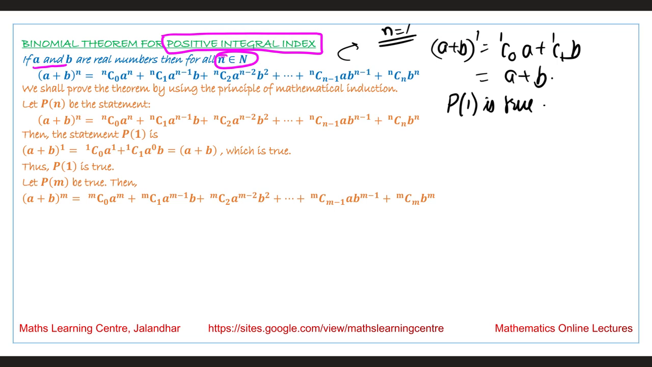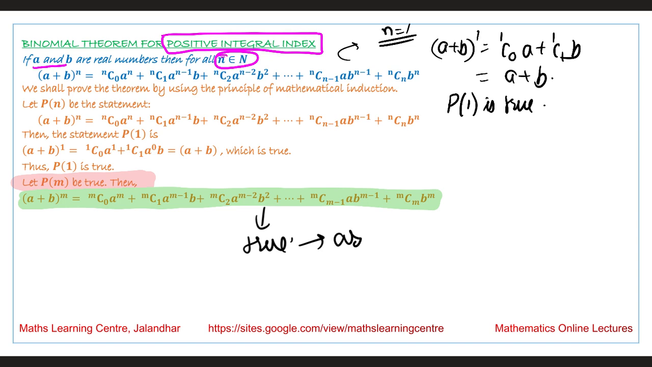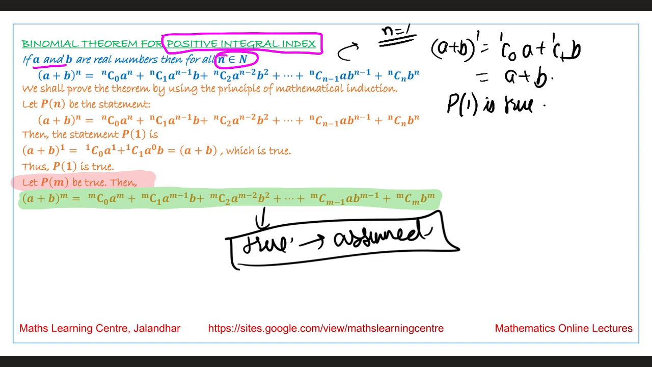Next, suppose we assume that it is true for m, that is we are saying that P(m) be true. Then we have this expression, we are saying this is true. This thing we have assumed. We are using the principle of mathematical induction. We have assumed that it is true for P(m). So we have to prove that P(m+1) is also true. So what we are going to do, we are going to multiply both sides of this equation by (a + b).